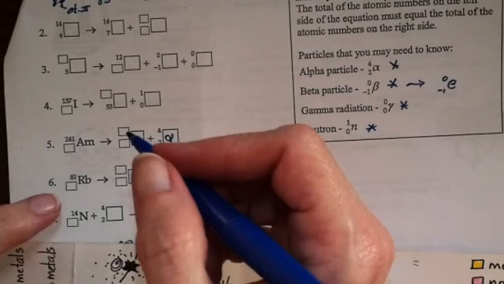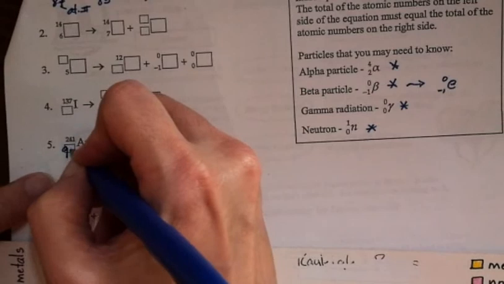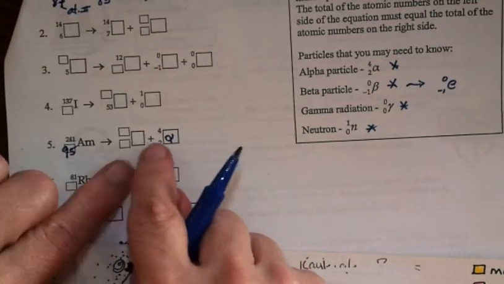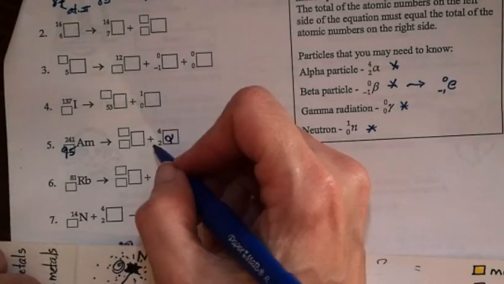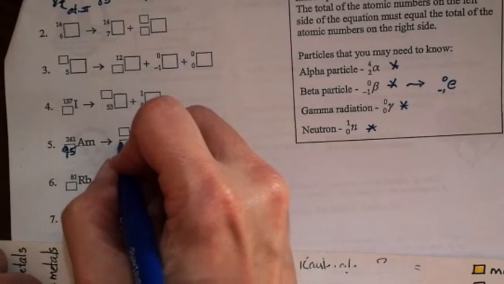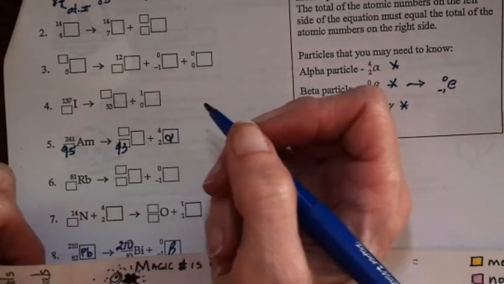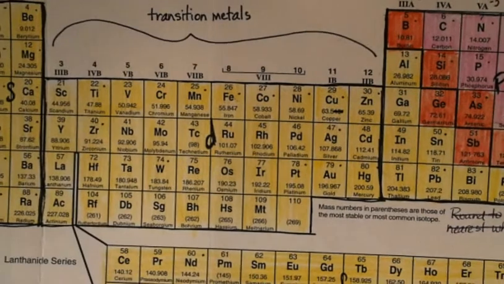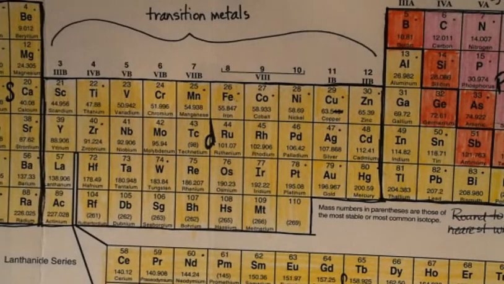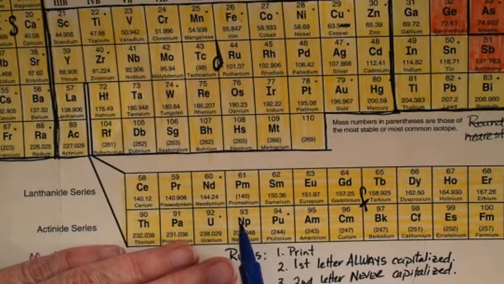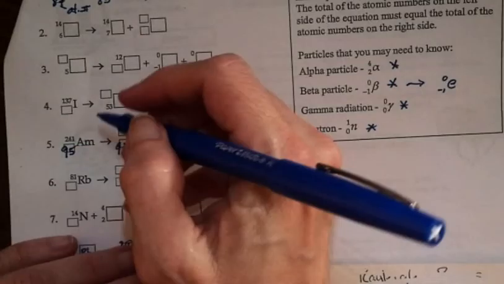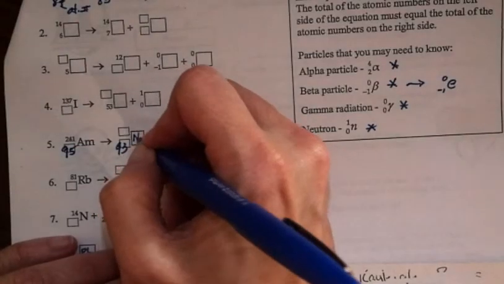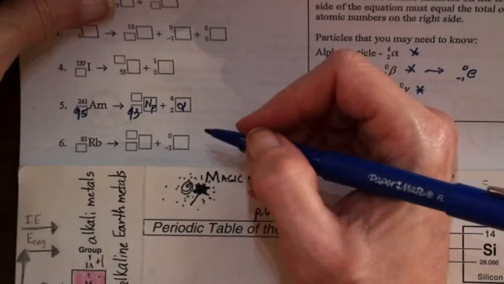So we have 95. And our numbers on the bottom then have to equal 95. 2 plus what is 95? Oh, hey, that'd be 93. So what element is number 93? Well, let's see. Neptunium. Right here, number 93. So NP.